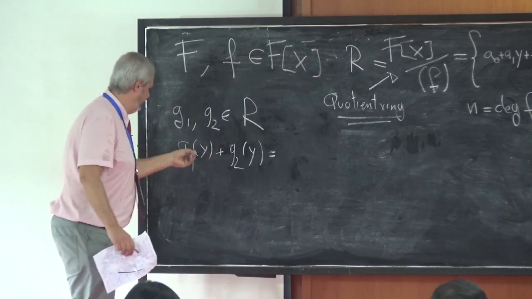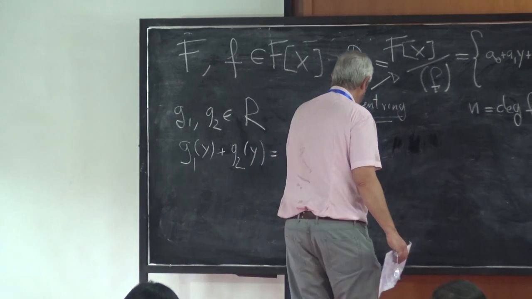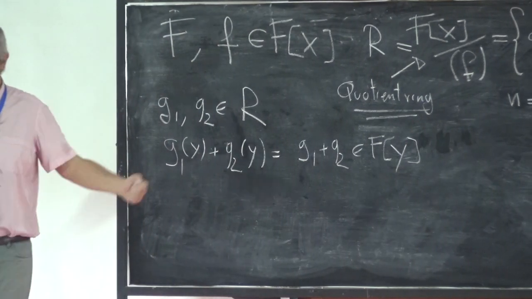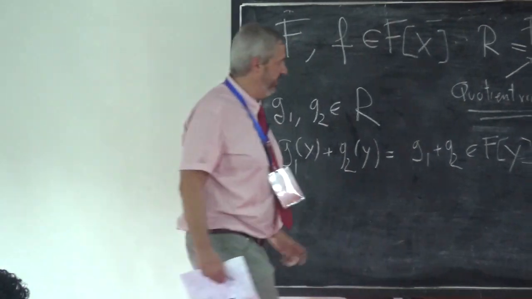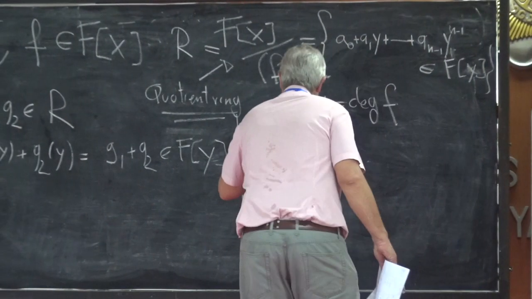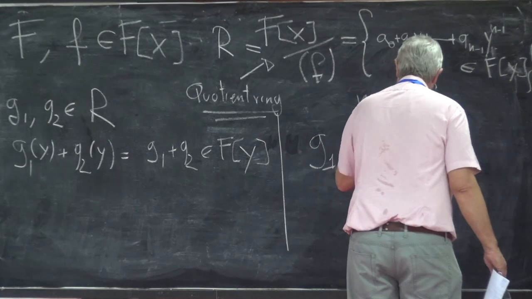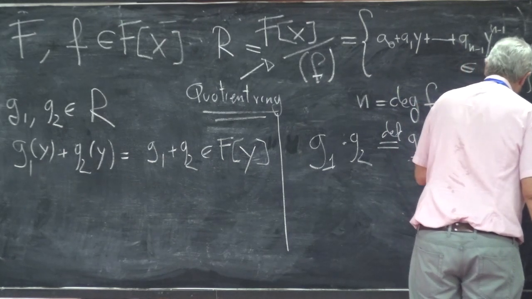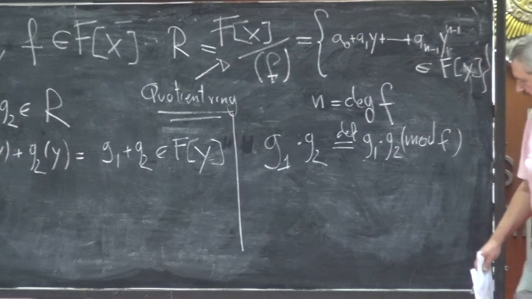Well, this is nothing else than the sum in F[y]. So I'm just going to sum coefficient by coefficient, right? So nothing else. And still I haven't used f, right? So I sum the polynomials coefficient-wise, and then the product G1 times G2 is the product mod f. And what is the product mod f? The product mod f is exactly what you think it is.